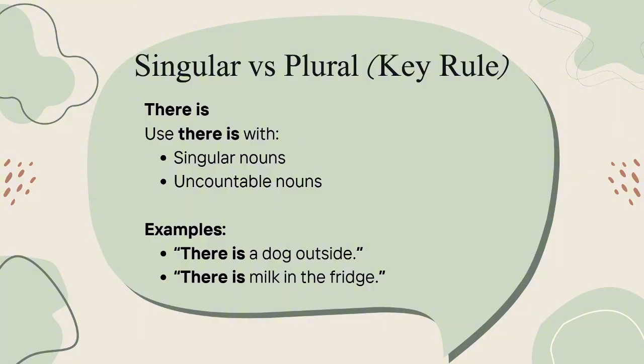There is a dog outside. There is milk in the fridge. Now, you can notice that the dog is singular and the milk is an uncountable noun. So you have to know what the difference is. It depends on the noun.